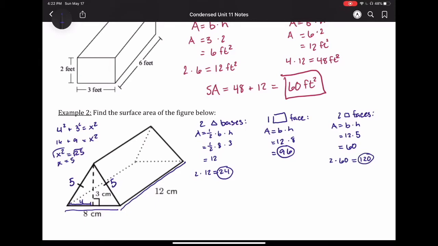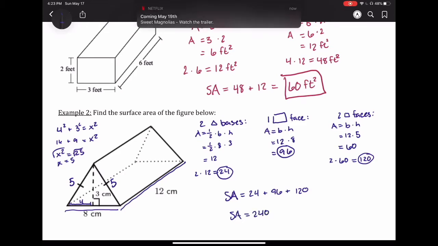And now we're going to go ahead and take those three areas and add them together. So I have the total surface area is equal to 24 plus 96 plus 120. 24 plus 96 is equal to 120. So I have 120 plus 120. So my total surface area is equal to a grand total of 240 centimeters squared.